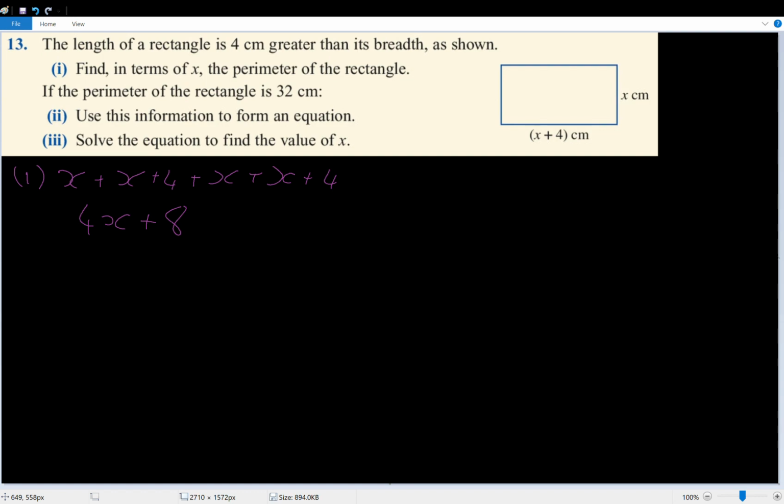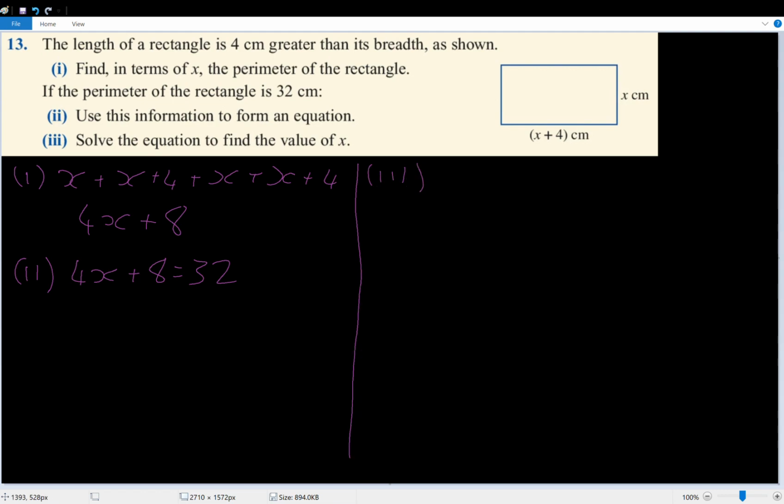Then we're told that the perimeter of the rectangle is 32. And we have to use that information to form an equation. And the equation is just going to be 4x plus 8 equals 32. Because 4x plus 8 is what we found to be the perimeter already. And now the book is telling us that the perimeter is 32. So those two things have to be equal to each other. And for part 3, we just have to use that information to find the value for x. We just have to solve that equation.